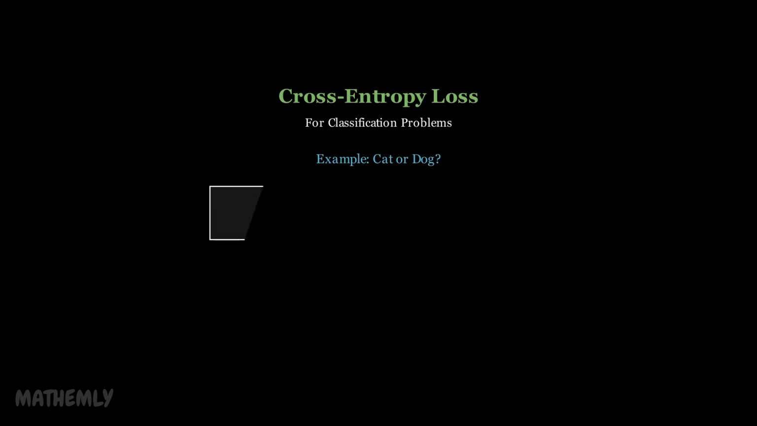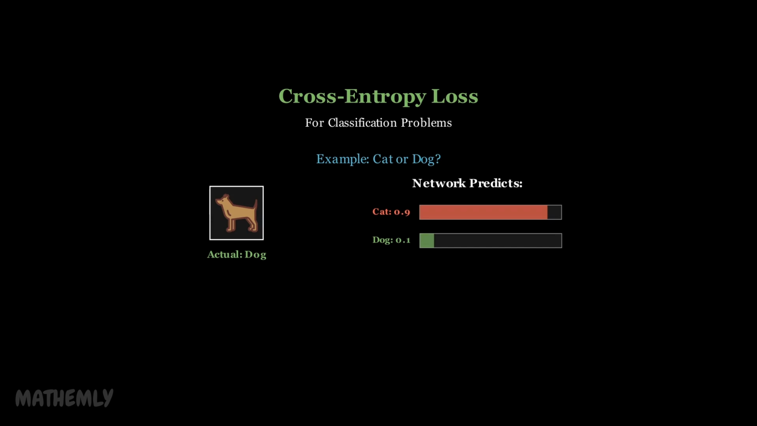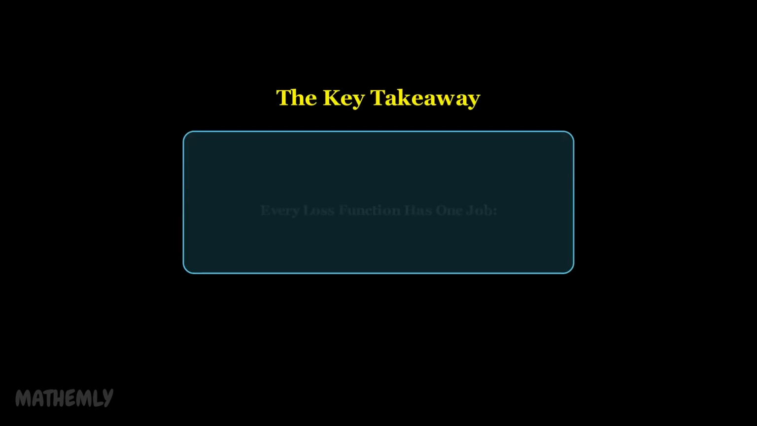Now, for classification problems like identifying whether an image contains a cat or a dog, we use a different approach called cross-entropy loss. Instead of comparing single numbers, it compares probabilities. If the network predicts 0.9 for cat and 0.1 for dog, but the actual label is dog, the loss will be high because the confidence was in the wrong direction.